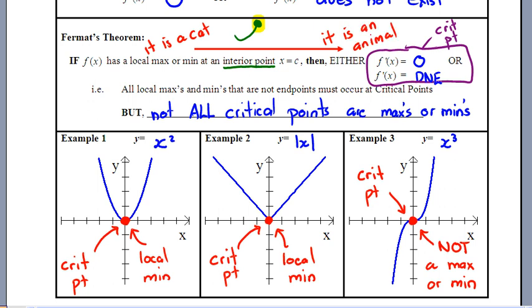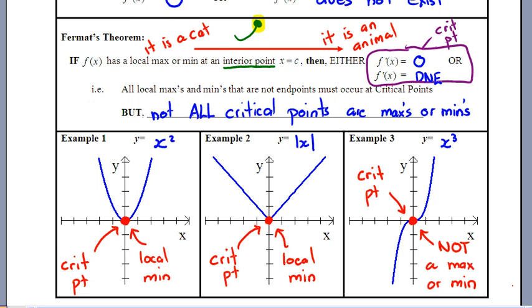So you're wandering through nature and you pick something up and you go, what's this? And you go, oh, it's a cat. It's guaranteed to be an animal. But just because you pick up an animal, it's not guaranteed to be a cat. It might be a horse or a dog. All right, so that's going to be kind of our strategy for finding these maximums and minimums.